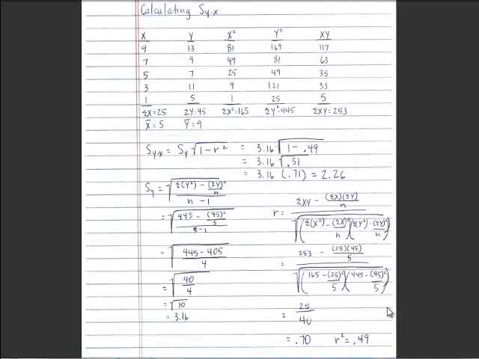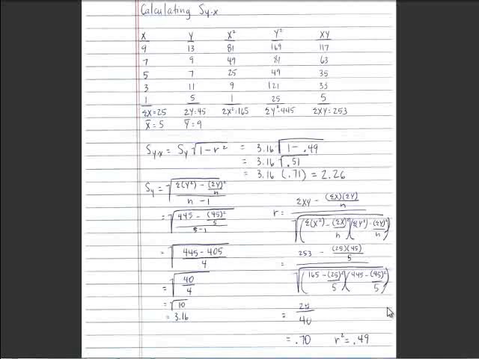All right. So again, just as a review, there's our x column. Sum of x is 25, x bar is 5. There's our y values. Sum of y is 45, y bar is 9. The sum of x squared is 165, sum of y squared is 445, and the sum of xy is equal to 253.